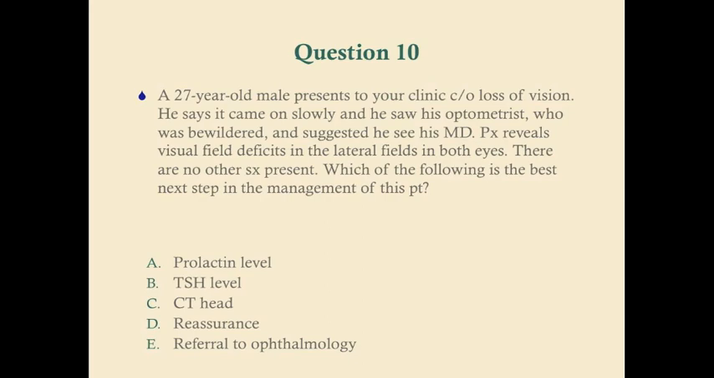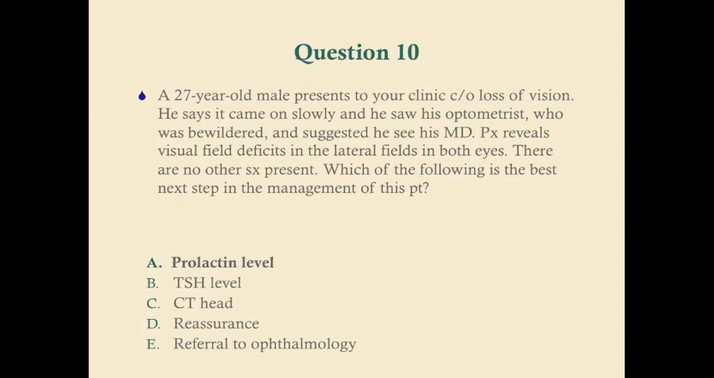And the answer here is A, prolactin level. A prolactin secreting adenoma is the number one cause of pituitary adenomas. Pituitary adenomas are the number one cause of bitemporal hemianopsia in younger patients. So we want to have a prolactin level because it would show us if we have a prolactinoma, and a prolactinoma is what we suspect because he's got bitemporal hemianopsia, which is visual field deficits in both lateral fields.